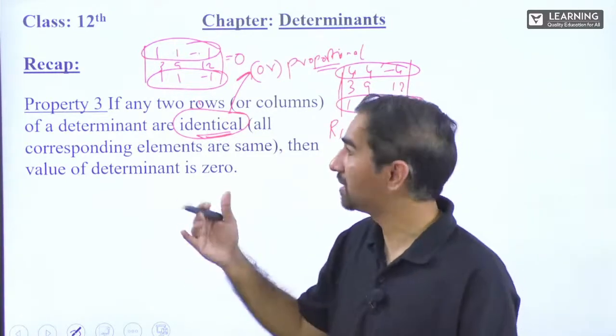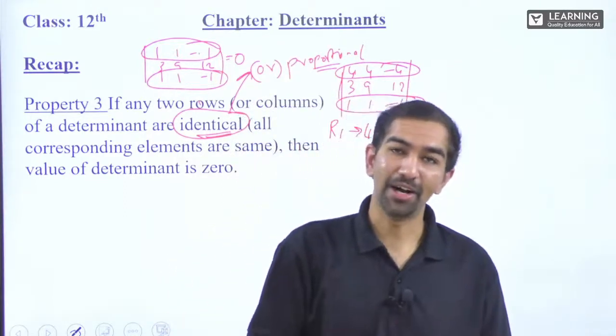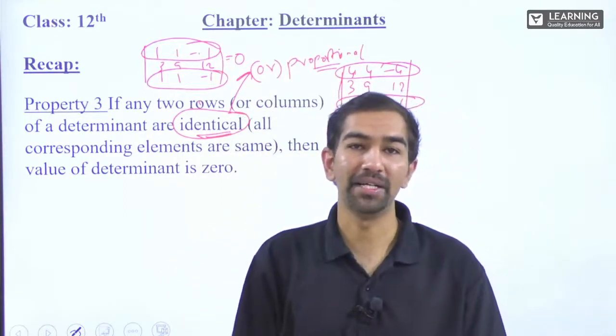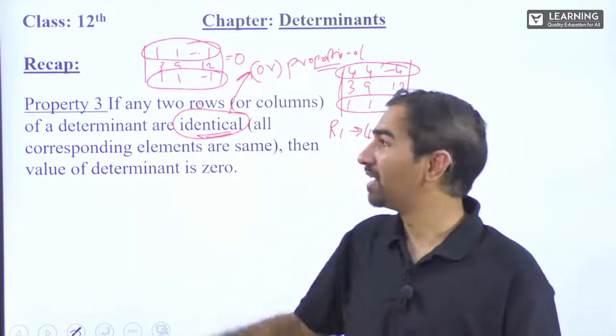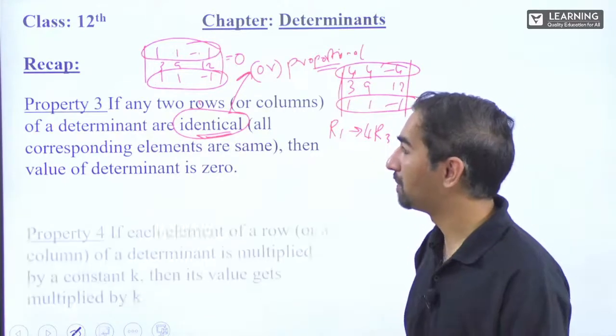So what property 3 is telling us: if any two rows or columns of a determinant are identical or proportional, then the value of that determinant will be equal to 0. And we have also proved this property with an example. Moving on, next one, property number 4.